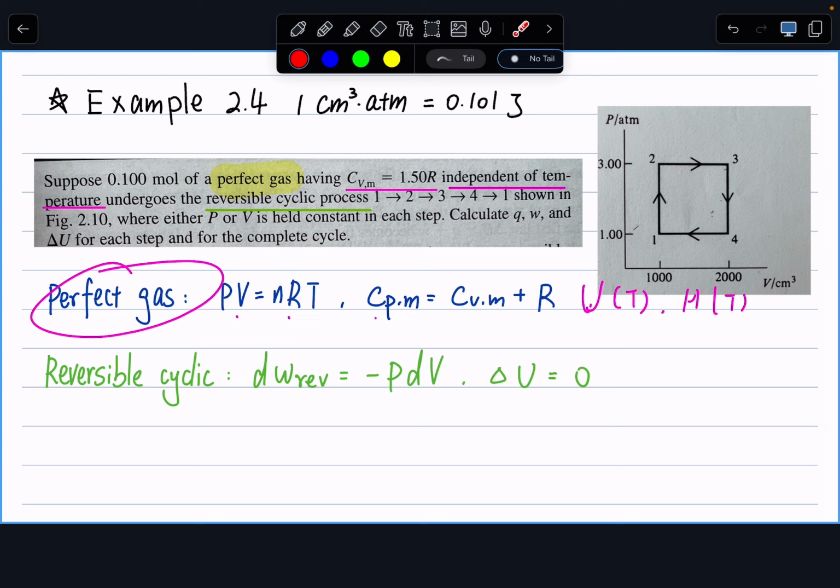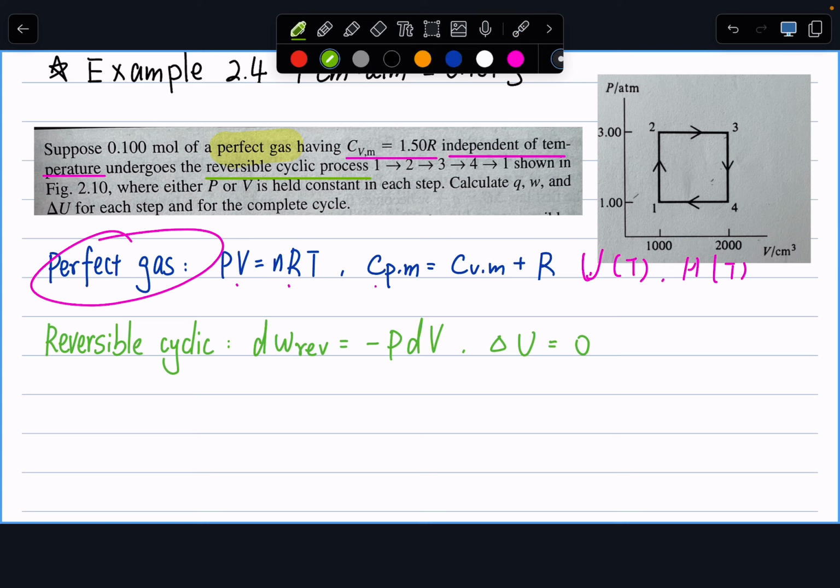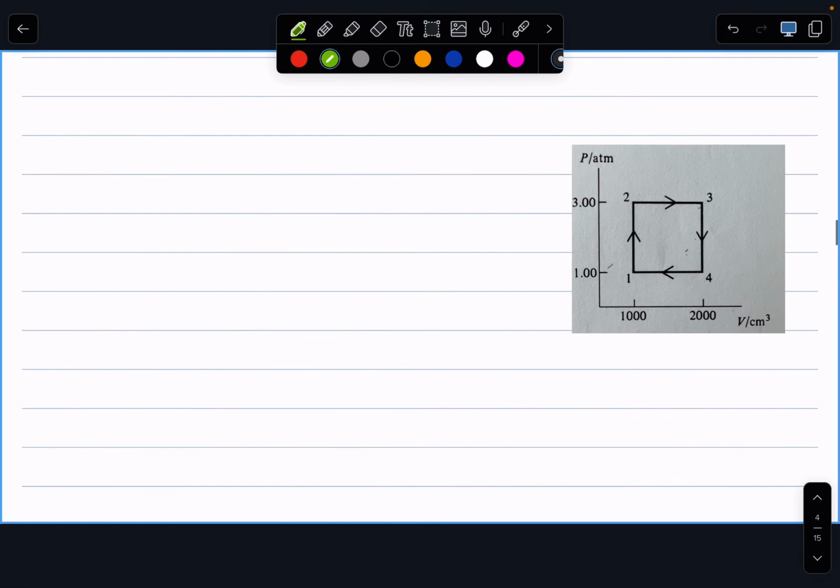Now it's asking us to calculate heat, work, and delta U for every step and the entire cycle. So let's take the second step, which is the 2 to 3 step, for example. I went over the 1 to 2 in my 9 a.m. session, so let's focus on this one. In step 2 to 3, this one is isobaric, at constant pressure.